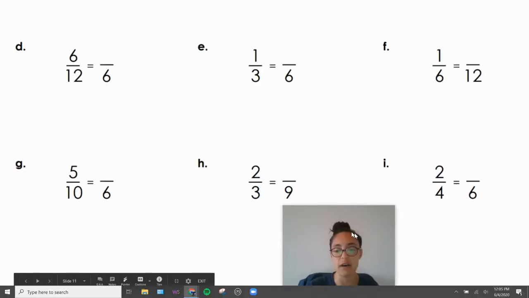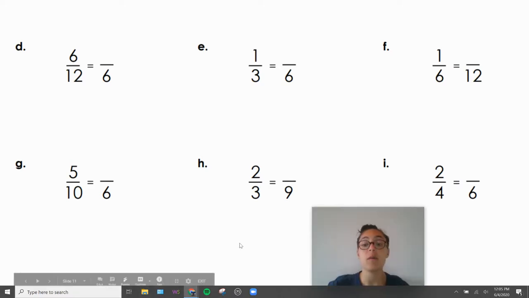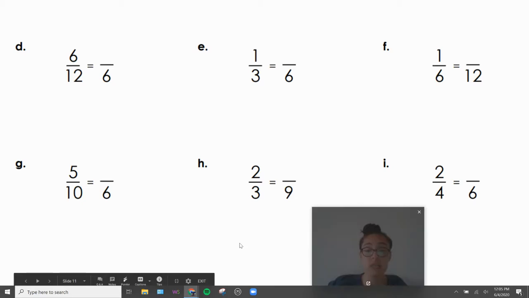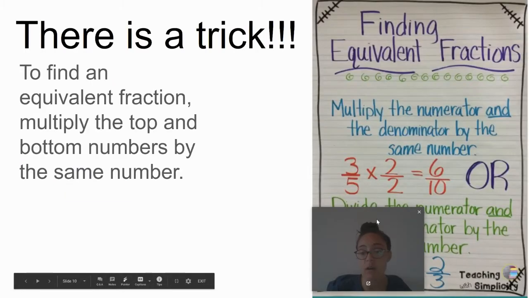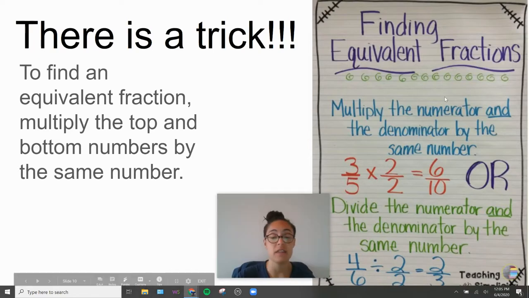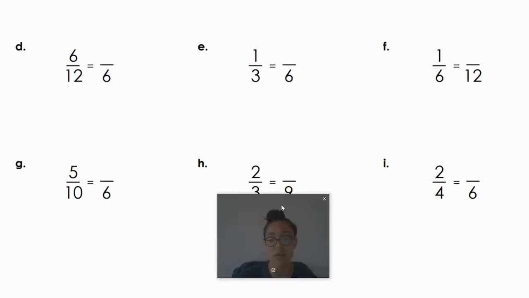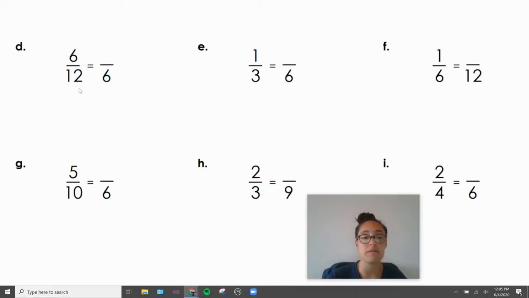So let's try it out over here. Take a moment, pause the screen, and think about if you can solve using our, let's go back to our last slide, using our trick, okay? Think about how we need to use the same number on the top and bottom. So as we're going through, think about if you can solve this.